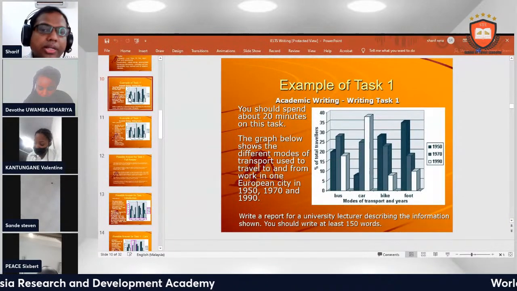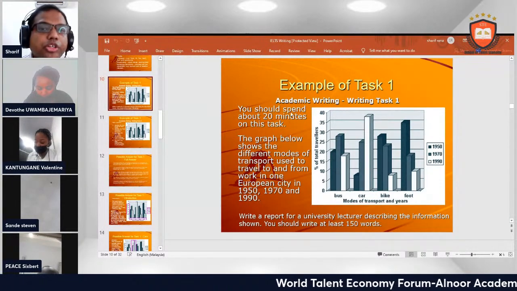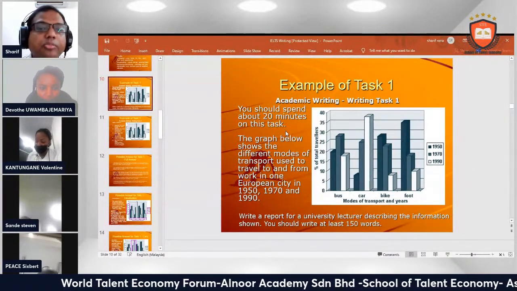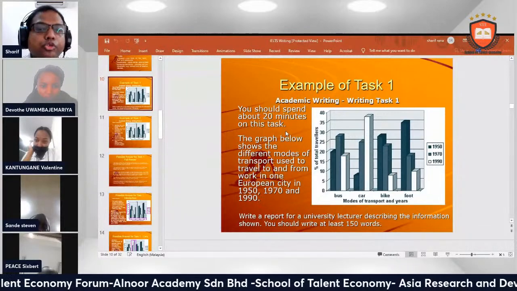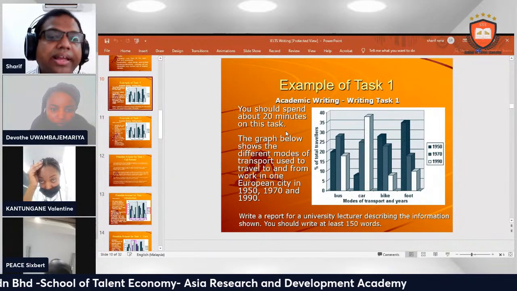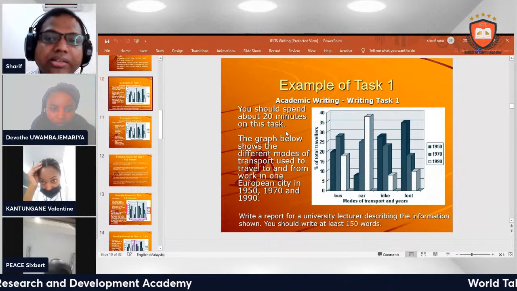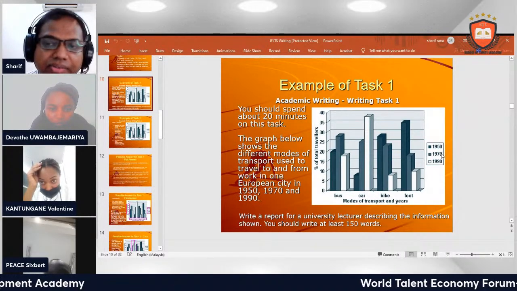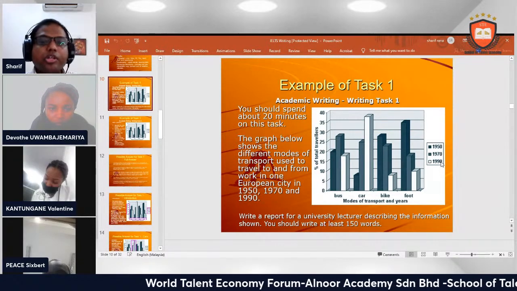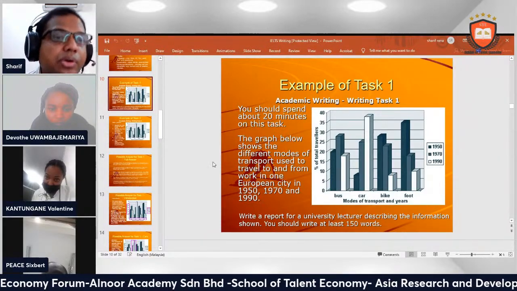Academic writing, let's say this is an example. Modes of transport and years. You should spend about 20 minutes on this task. The graphs below show the different modes of transport used to travel to and from work in one European city in 1950, 1970, and 1990. So here are three years: 1950, 1970, 1990. You have to go for compare and contrast. Write a report for a university lecturer describing the information shown. You should write at least 150 words.